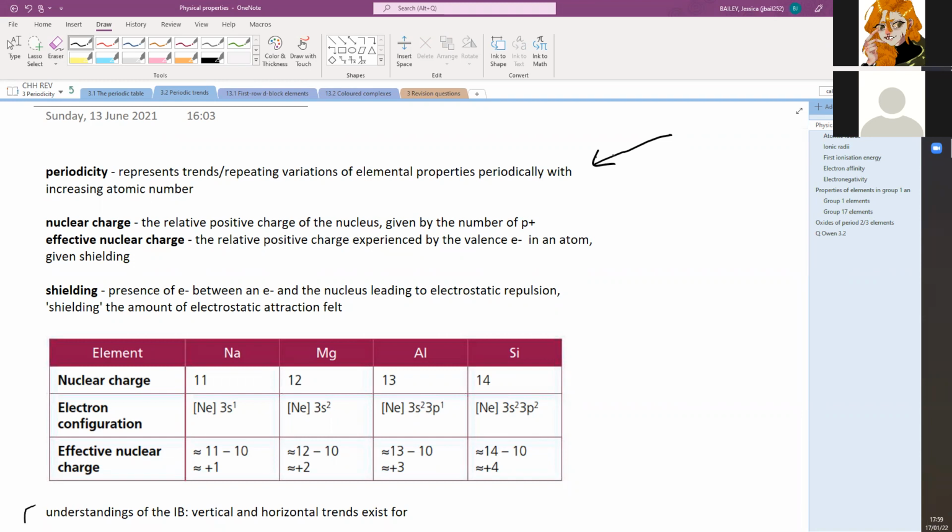So as you go across every single period, as you go down every single group, there's a repeating trend that you can always see. Like before I said, as you go across every single period, your metallic properties always decrease. That's an example of periodicity. So yeah, learn that definition because sometimes they'll ask it.